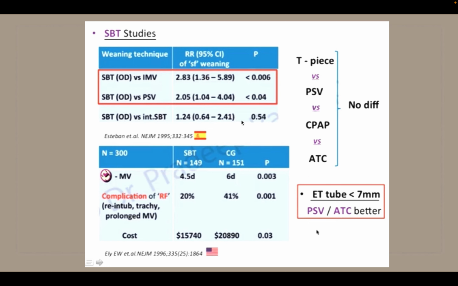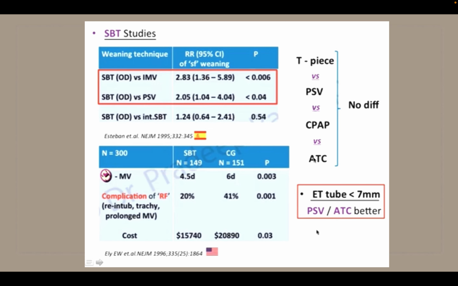And these were the studies, one from NEJM, the other also from NEJM, and you could see the mechanical ventilation days, the complications like reintubations, tracheostomy or prolonged mechanical ventilation, and the cost, when they compared the spontaneous breathing trial and the control group. It was shown that the spontaneous breathing trial had fewer days as compared to control. There were fewer complications as compared to the control group, and of course the cost was less. So SBT was shown to be better.